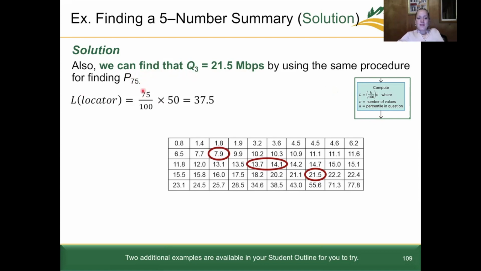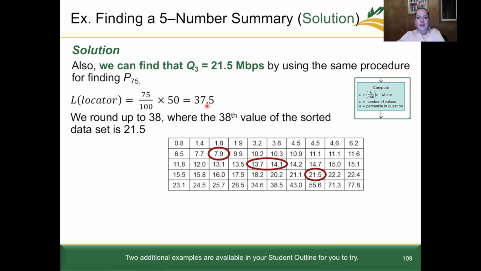So we take 75 divided by 100, we're still multiplying it by 50, the total number of data points. Here we get 37.5. What do we do when it's not a whole number? We round that up to the nearest whole number, so that's 38. Okay, so the key here, we round it up if it's not a whole number. So if we were to count this out, we'd find that the 38th data value here is 21.5 megabits per second. That means that Q3 is 21.5 megabits per second.